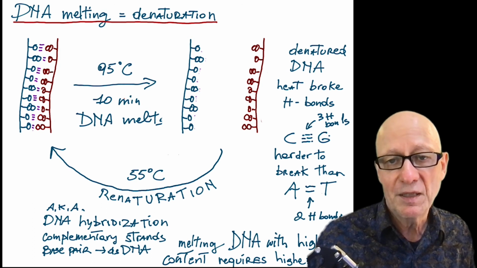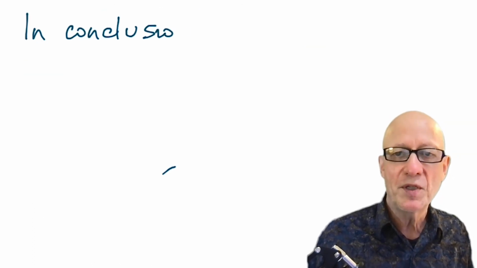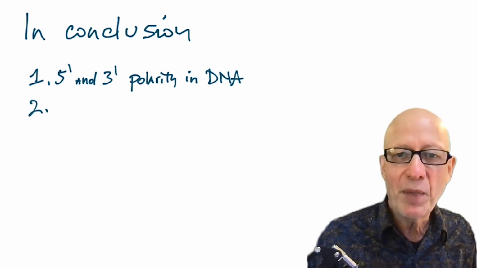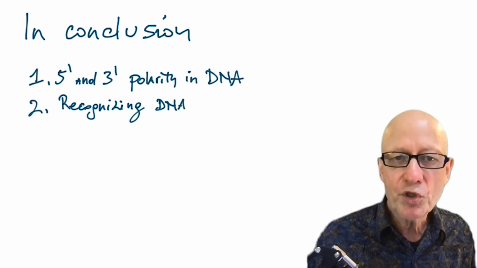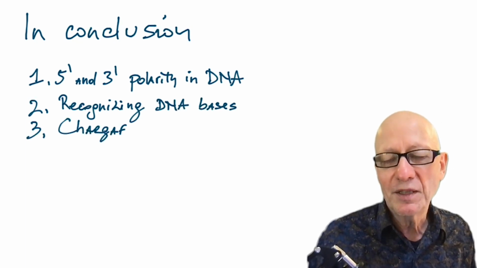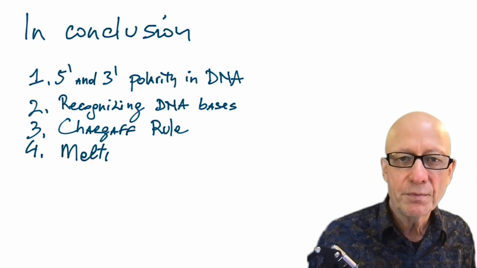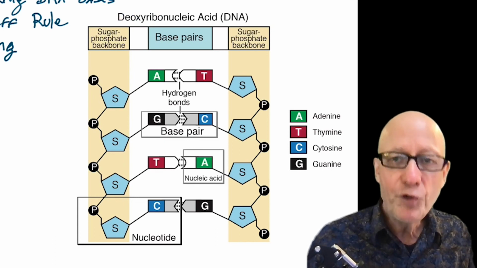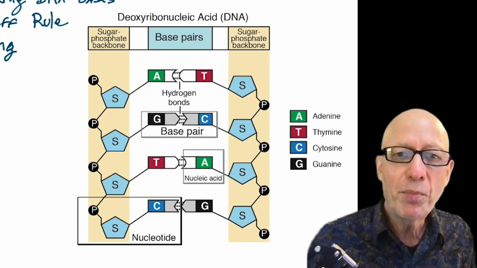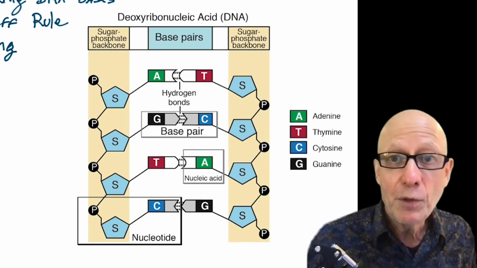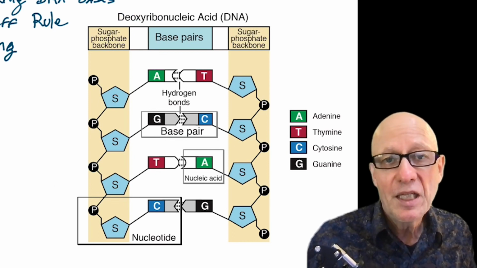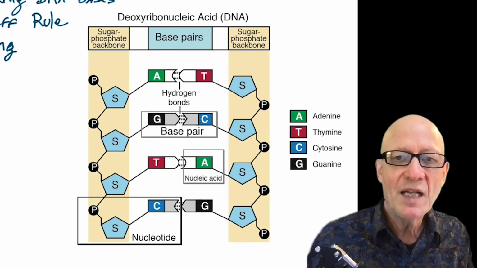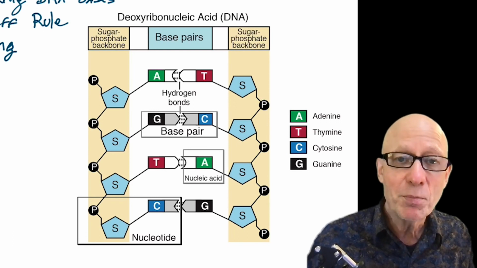In conclusion, you should now understand 5' to 3' polarity. You should recognize the bases and their pairing mode. You should be able to work with Chargaff's rule, and you should understand DNA melting and the process of DNA hybridization. Yes, DNA is a complex molecule, but if you memorize its structure, its properties will make sense, and it will be easy to recall them. Importantly, these properties are the necessary foundation to understand the molecular biology of DNA and its manipulation.